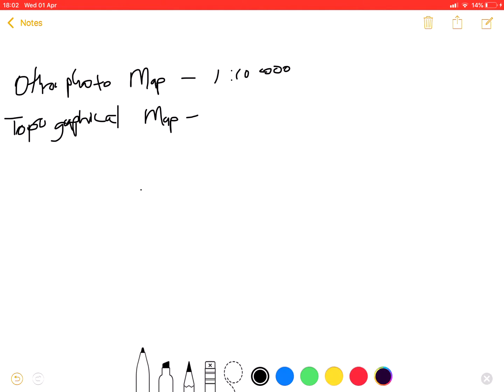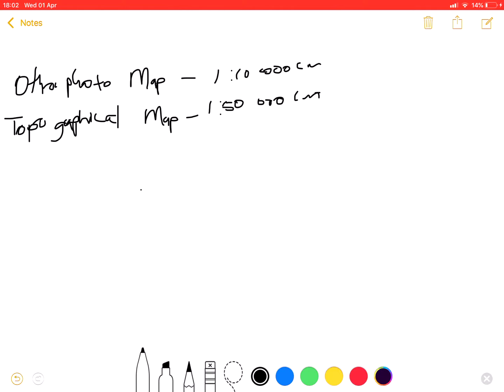The topographical map has the scale of 1 is to 50,000. The scale is in centimeters. These two scales are in centimeters. Okay, so you guys need to know firstly that the scale of the orthophoto map, which is 1 is to 10,000, is bigger than the scale of a topographical map.